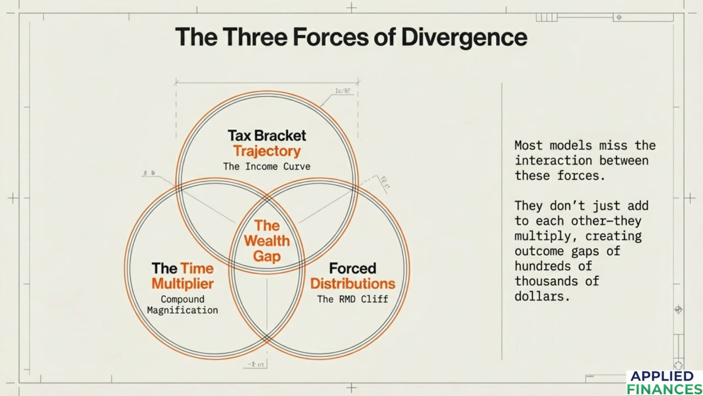When you have a high tax bracket, a long time horizon, and forced distributions, the interaction creates what we call the wealth gap. This gap can represent hundreds of thousands or even millions of dollars in lost potential. By mapping how these circles overlap, we can identify the specific points where your strategy needs to be adjusted to prevent wealth leakage. Our goal is to minimize the area of the wealth gap and maximize the net capital available to you throughout your lifetime.